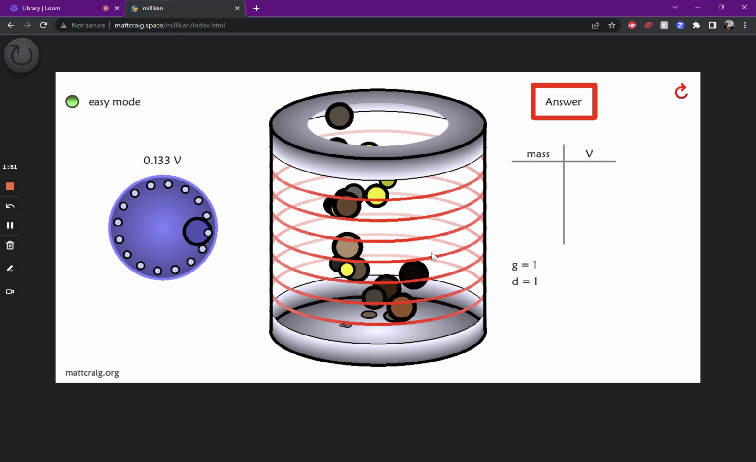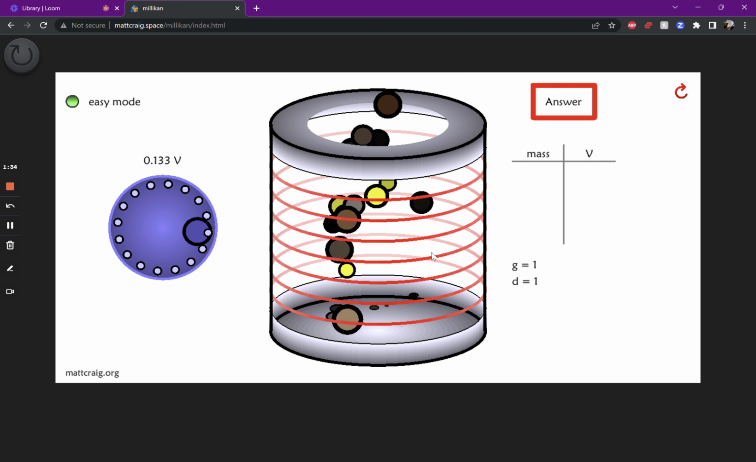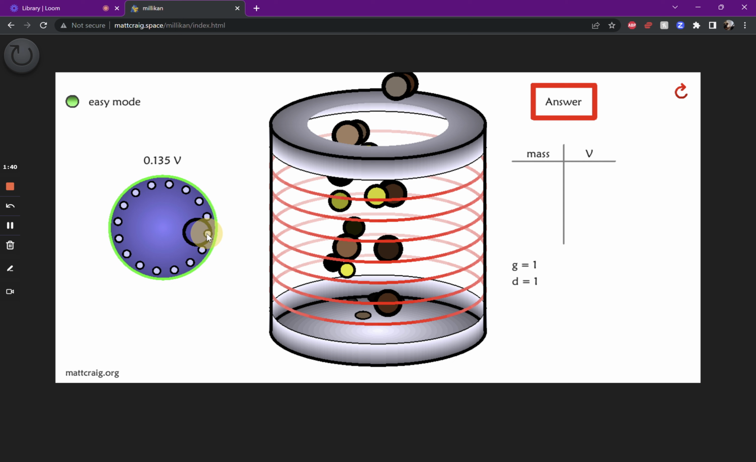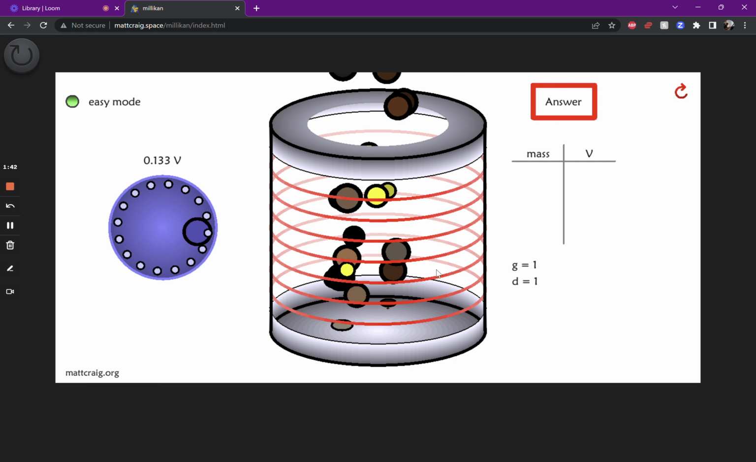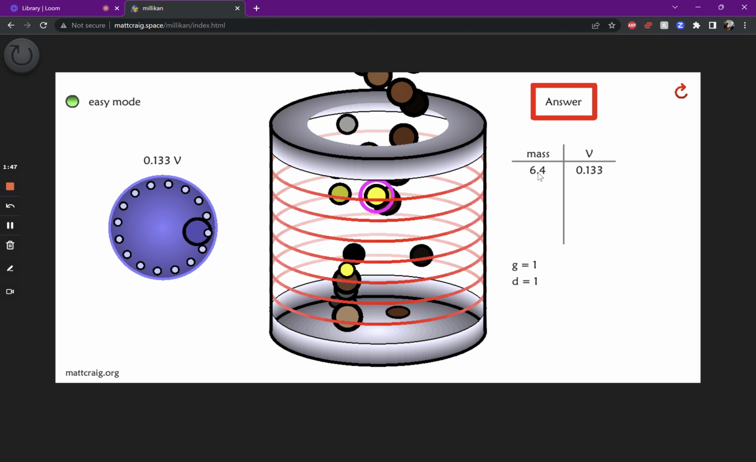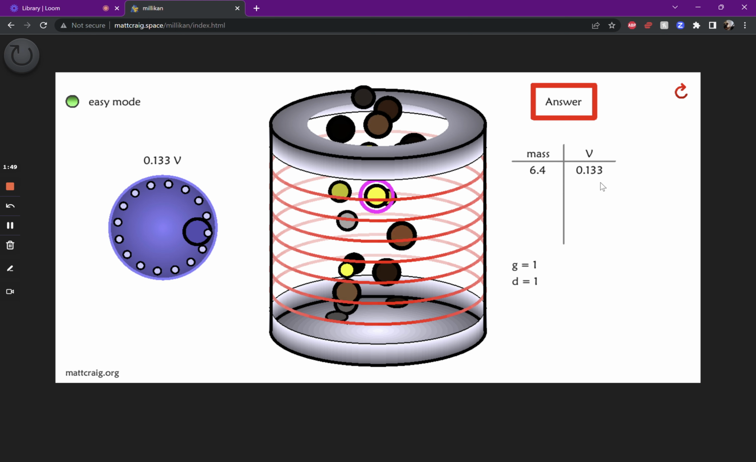And I actually kind of designed it to be difficult like this because it was difficult in real life. And this one is still dropping, so we're not going to get a perfect answer from this one. And if that happens, that's okay. Once you feel like you're close enough or it's really barely moving, you can click on it. And it will record the mass and it will record the voltage here.